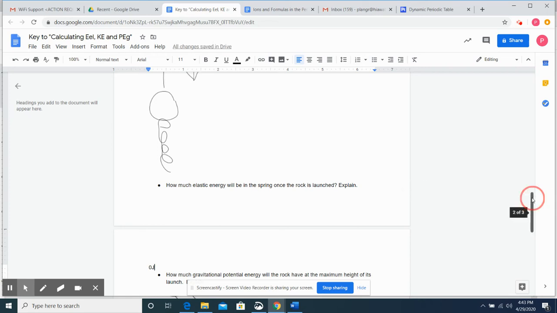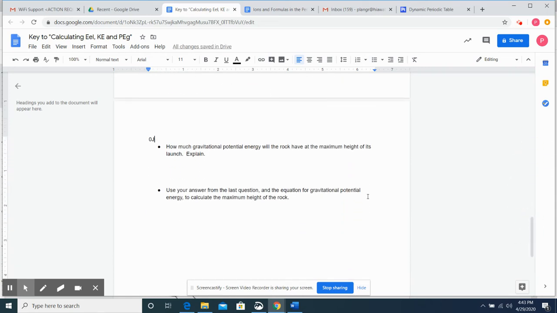And then it says, how much gravitational potential energy will the rock have at its maximum height? Well, what happened to that energy that was in the spring? It's not there anymore. It's got 0 joules in there now, but the rock is moving. The rock flies into the air, and at its maximum height, you know that it's not moving anymore because it's not going up and it's not coming down either. It's in between going up and coming down. So it's actually stopped at the very height of its launch. So it has no kinetic energy.